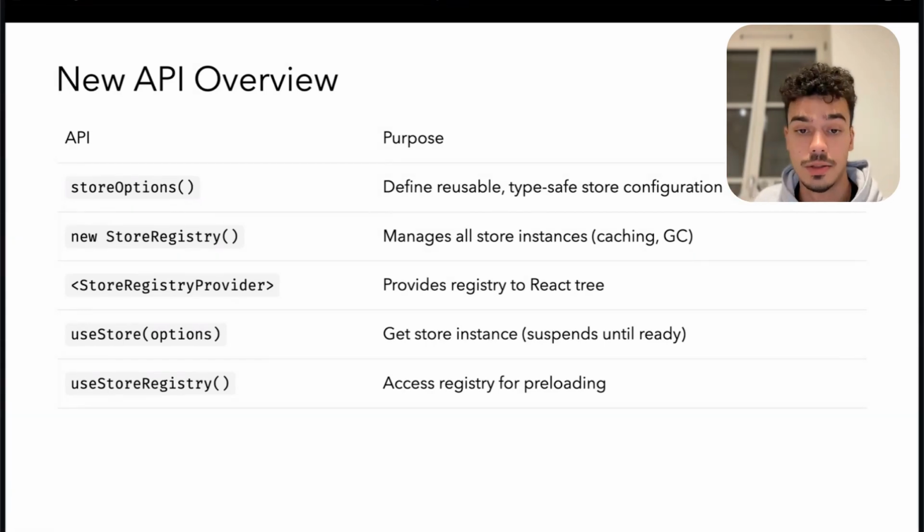We'll see that soon. And then you have this useStore hook, which is the same name as the current one, but the behavior is different. It accepts some options, and those options are the configuration for the store. And then there is the useStoreRegistry hook, which allows you to get the registry directly so that you can do things like preloading.